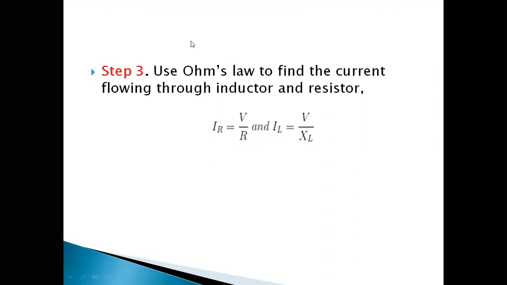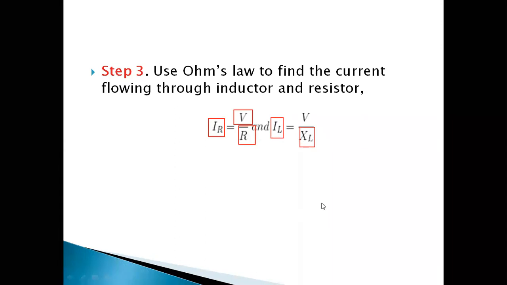So for the current flowing through the inductor, that is XL, if we consider the current is IL, then it is simple using Ohm's law: I equals V by R. So IL equals V by XL. And for the resistor, the current is IR, so it is V by R. In this way, we can easily find the value of current across the resistor and the inductor.